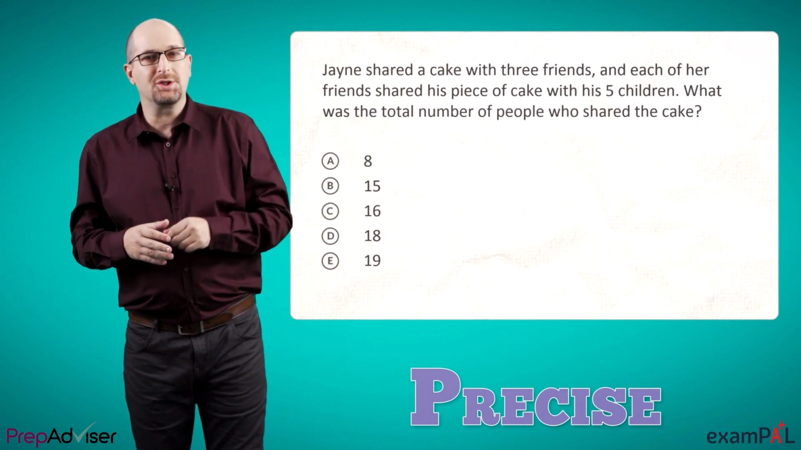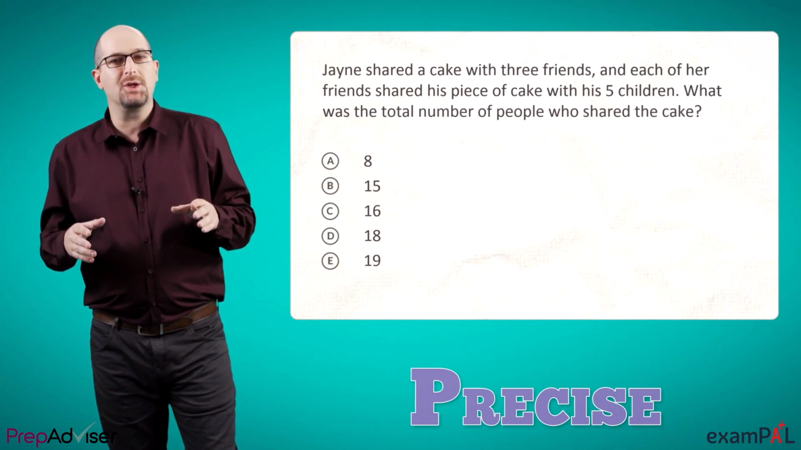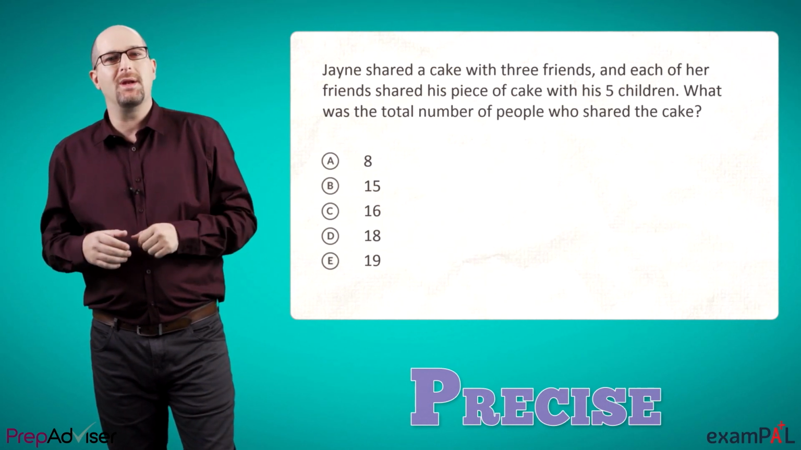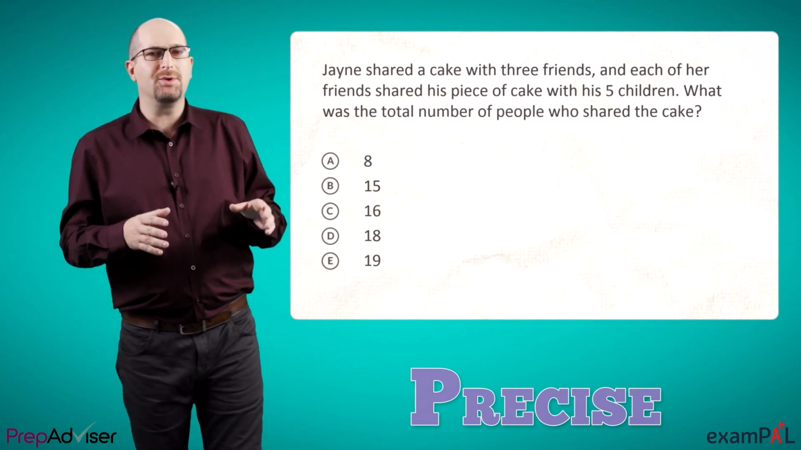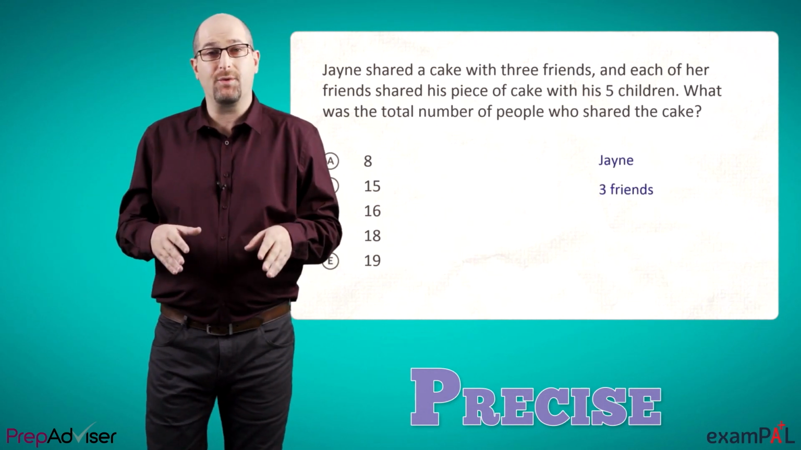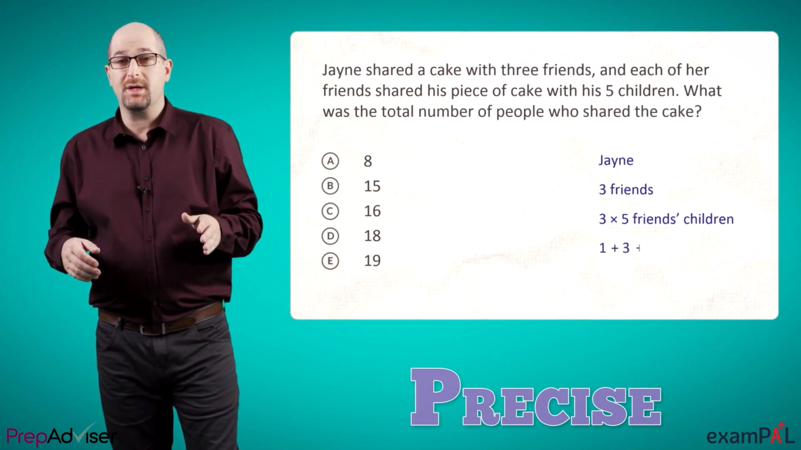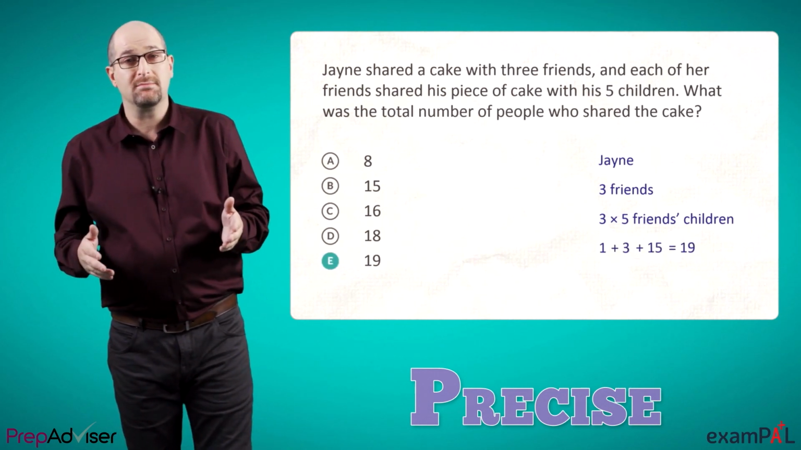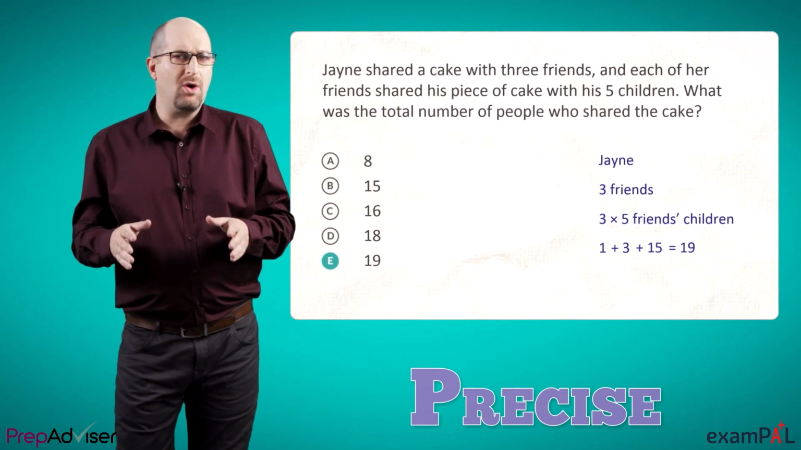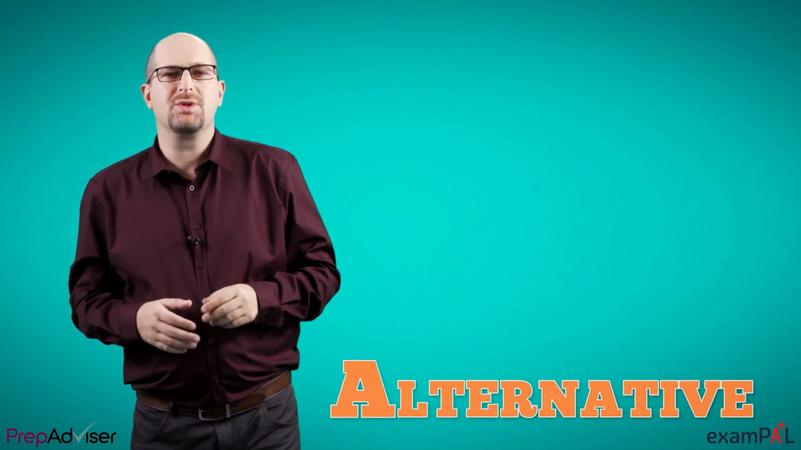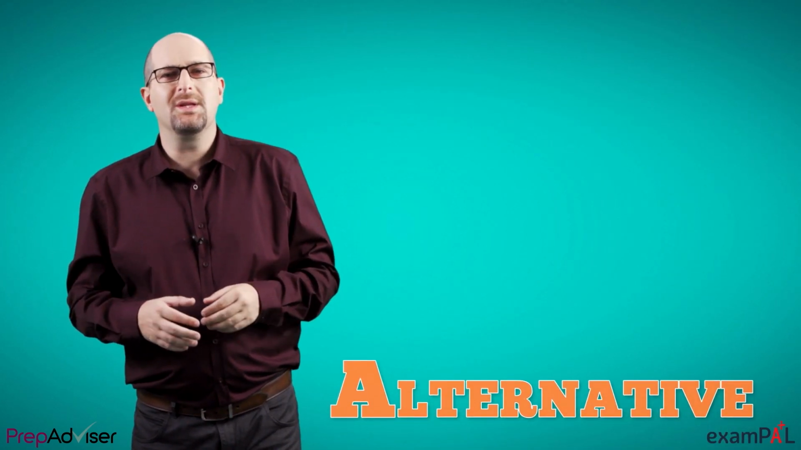Now, in a question such as this, we have all the information we need. We know the number of Jane's friends, and for each, we know how many children he has. So we can just build an equation. Jane plus 3 friends plus 3 friends times 5 children equals 1 plus 3 plus 15, which is 19. So on a question such as this, where all the information is given, we can take the precise approach and simply solve it. If the numbers do not appear in the question stem, we may want to use an alternative tool, such as using the numbers which appear in the answers.